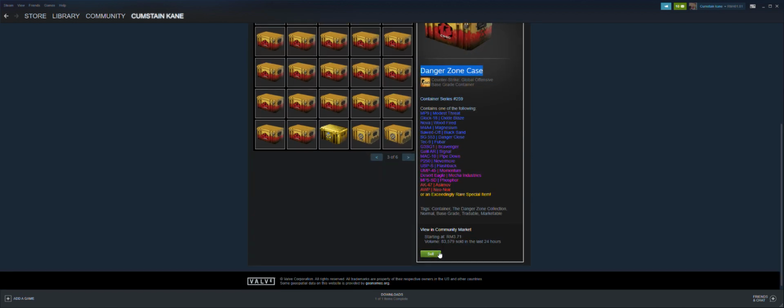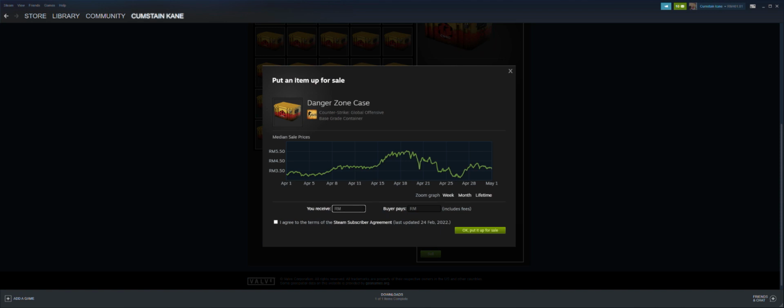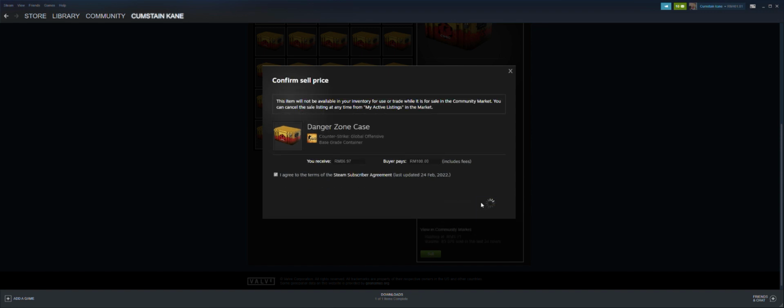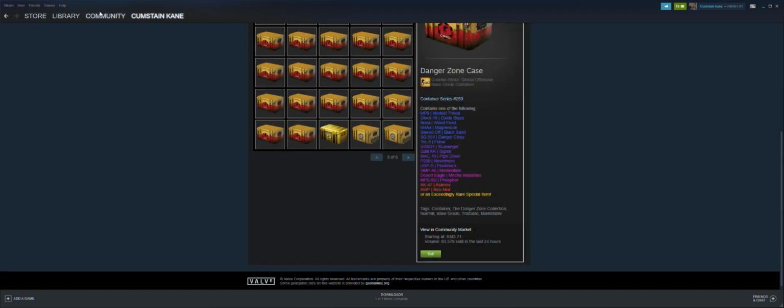If I hold a stock, I can also choose to sell it at whatever price I want to put. Let's say I don't want to sell at the market price, because the market price is 3 ringgit 71 cents. But let's say I want to sell it for 100 ringgit. Why not? I put it up for sale and it's on the market now.